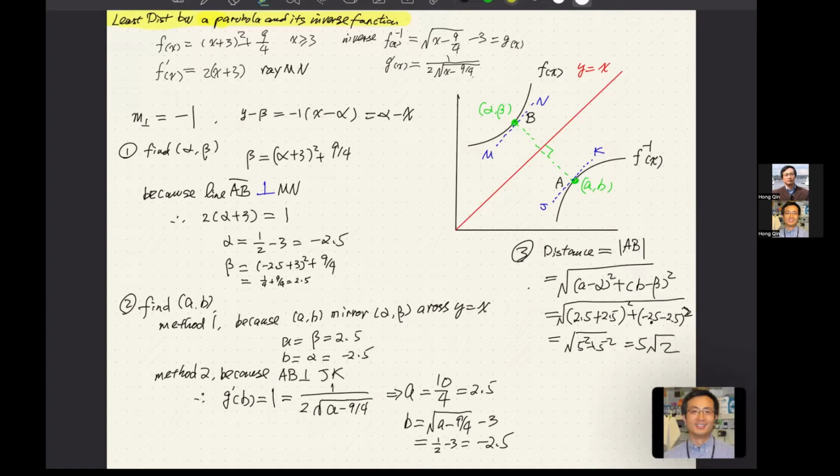Find the shortest distance between a parabola and its inverse function. So we have the parabola function f(x) = (x + 3/2)² - 9/4, and its inverse function we can find is g(x) = sqrt(x + 9/4) - 3/2. And this is valid within the range of x greater than -9/4.